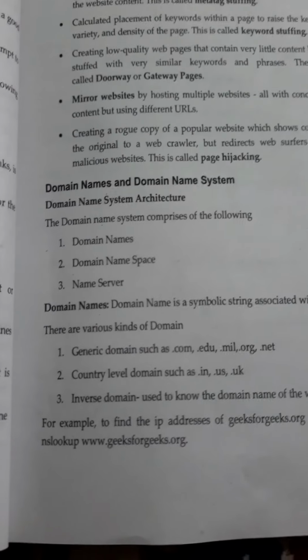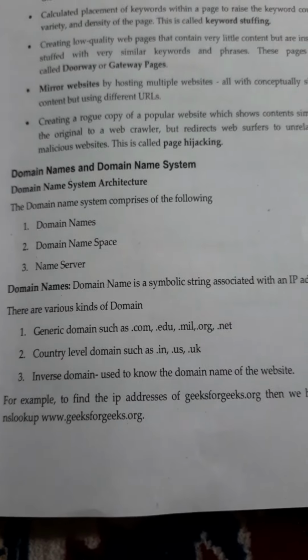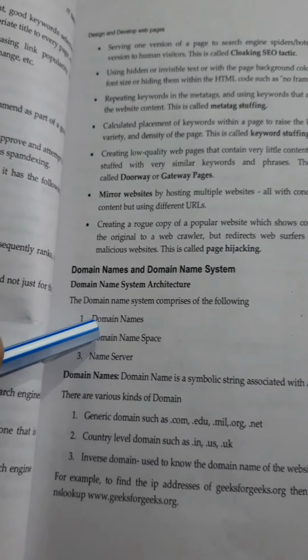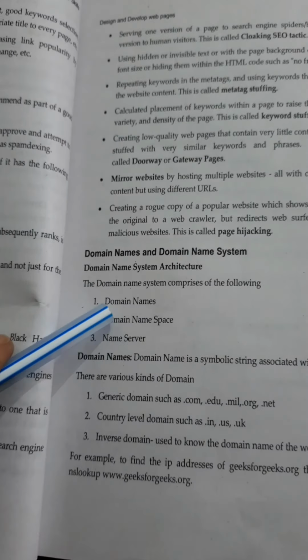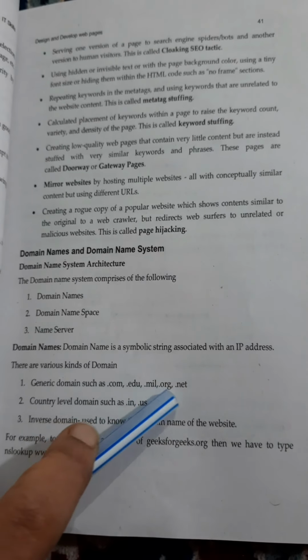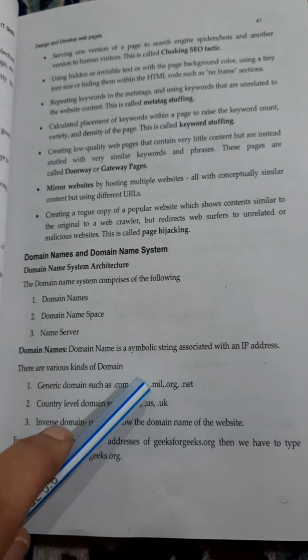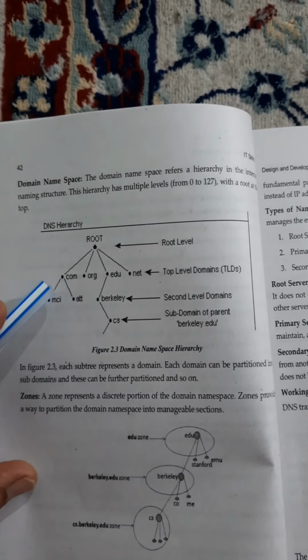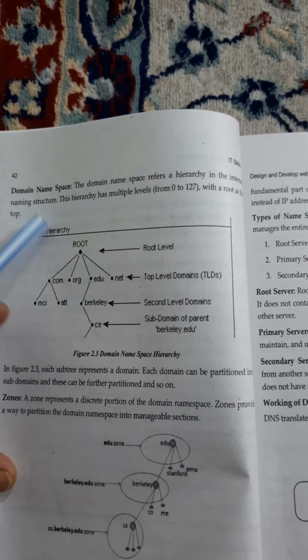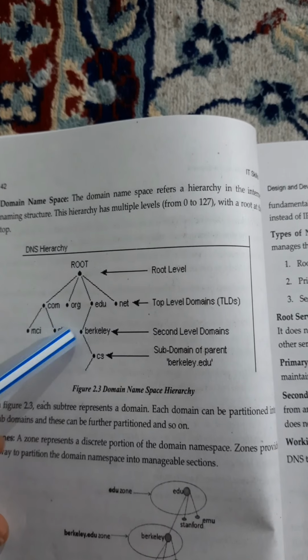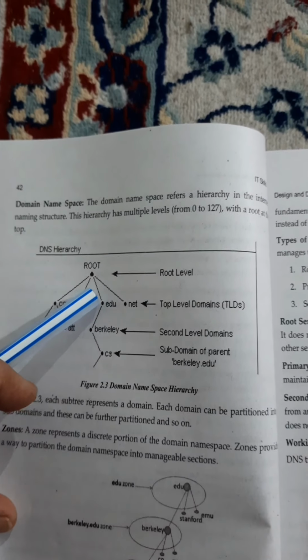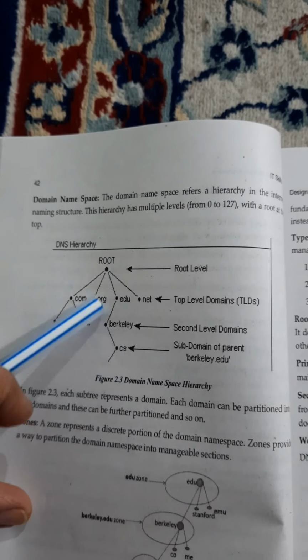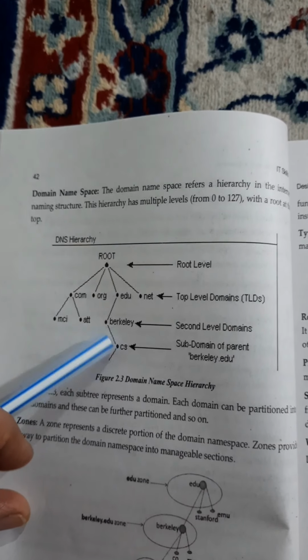Now the next topic is domain name system architecture. This architecture consists of three things: the domain names, the domain namespace, and the name server. These are the domain names: .com, .edu, then .in, .uk, etc. Domain namespace means there is a hierarchy for all the domains. Most education websites may come under .edu, so this is the hierarchy you follow. The website will look something like .cs, .berkeley, .edu.